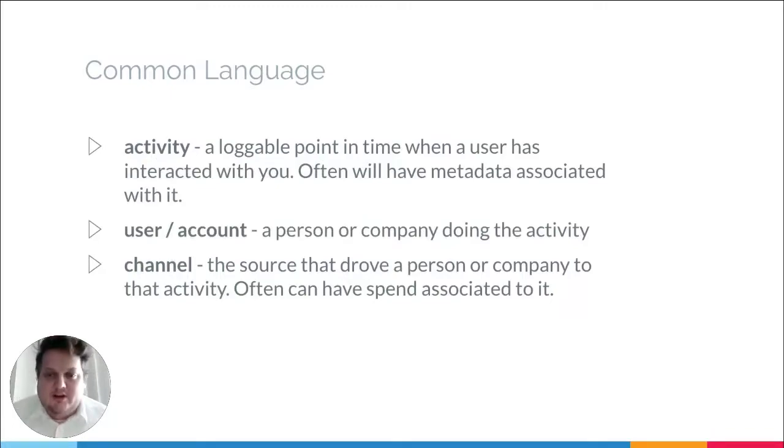The common language we're going to get into is three things. I call it an activity, a user, and a channel. These three things are the basic data points that are needed to work on this concept. An activity is a loggable point in time when a user has interacted with you. This could be a page view. This could be a door opening. This could be anything that is loggable. And everything can be loggable. So it's a really abstract concept, and there's a timestamp associated with it. When it happened and what happened.